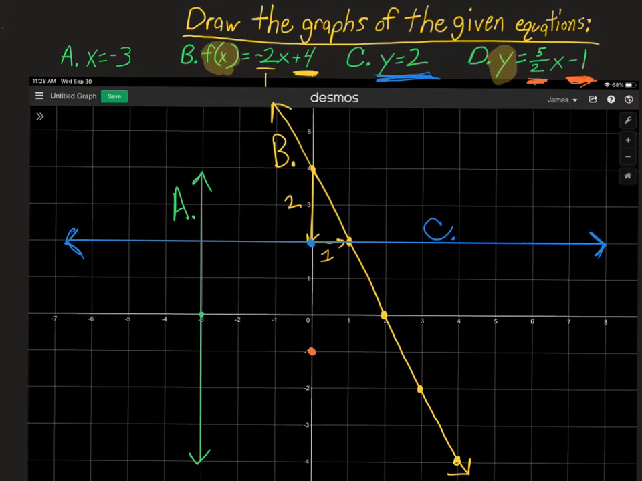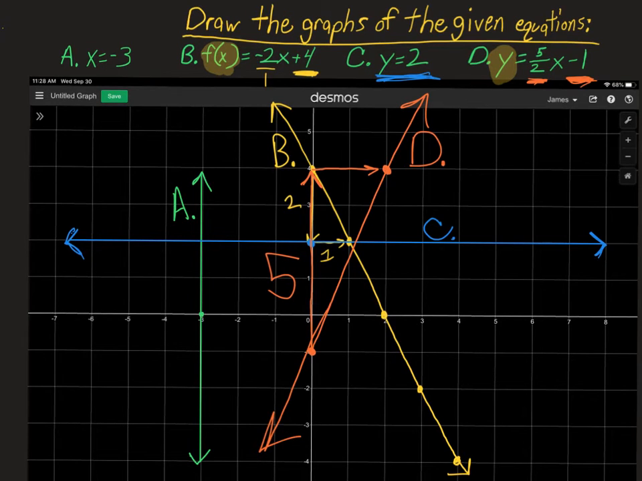And in this case, the slope is 5/2. Positive 5 means go up 5. 1, 2, 3, 4, 5. Okay, so right there, I went up 5 and over 2. There's not enough room on this graph to do more than 1 point, but I only need that 1 extra point with slope, and I'm good to go. There we go.